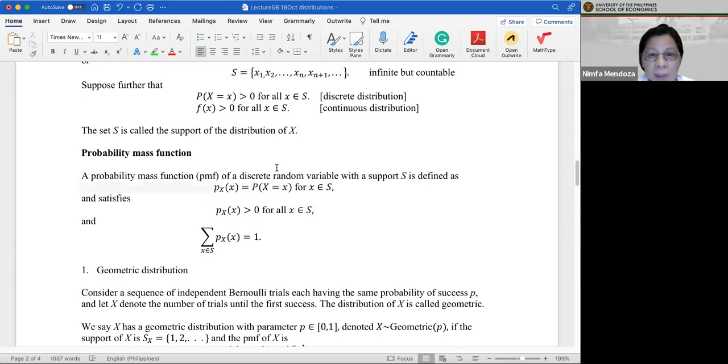Okay, so the probability that X is equal to x, we sometimes denote with this notation, the lowercase p of x, for x an element of S. Well, these are the conditions for the probability mass function. The probabilities are greater than 0 for all x an element of S, and the sum over all values of x should be equal to 1.